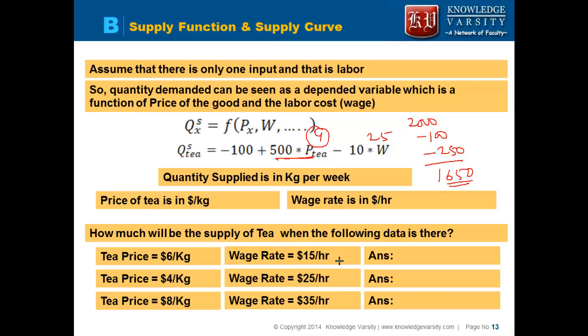So what has happened is that the wage has increased and the price of tea has gone down. As a result, you are going to supply a lesser amount. Earlier you were supplying 2750, now you will supply 1650.